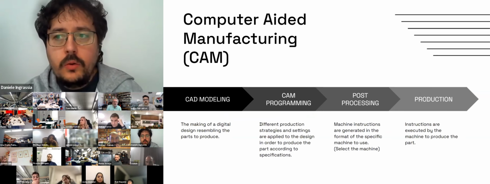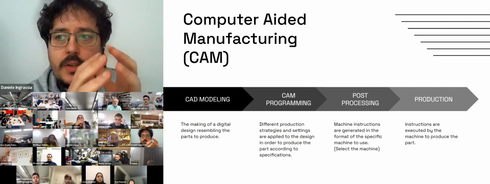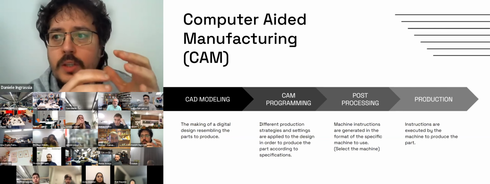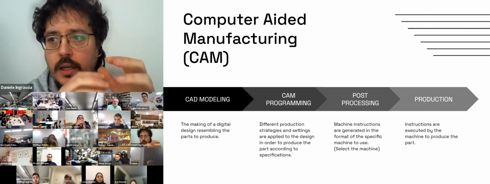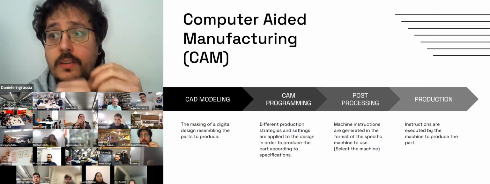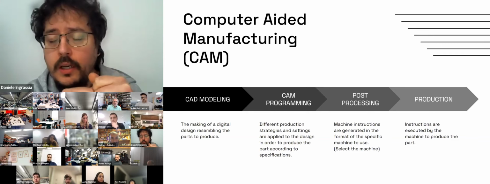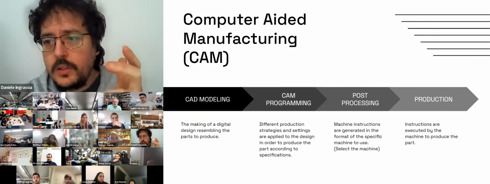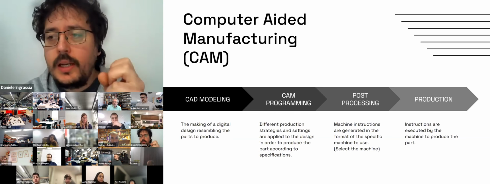And then this programming that you do is translated automatically into the dialect and the language that the machine can understand and execute. And this stage is called post-processing. Normally, this means selecting the machine. And then the last step is this code is executed by the machine.